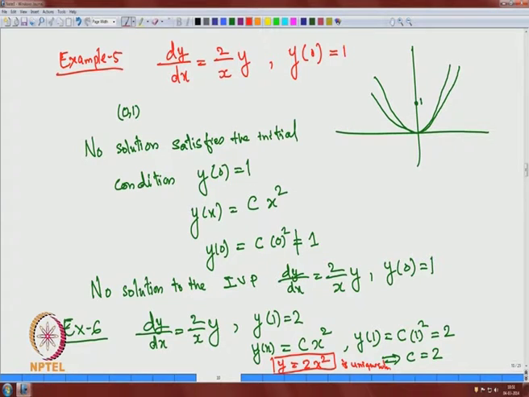So, this example, the same problem with a different initial condition dy by dx is equal to 2 by x into y, with a different initial condition y at 1 is equal to 2, has a unique solution. So, same differential equation, which is giving rise to three different situations, where there is no solution, where there is a unique solution, and also where there are infinitely many solutions.